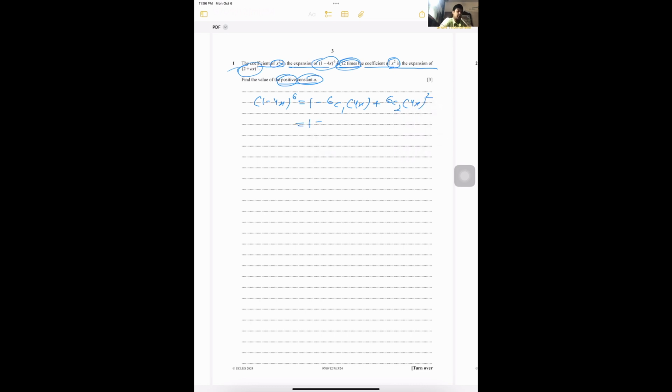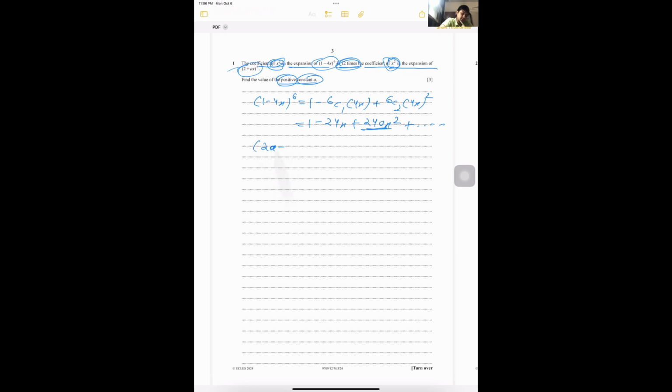Now 1 minus 24x plus 15 into 4 squared, which is 240x squared. So that is the expansion. They're told only till x squared, so we are only expanding till x squared.